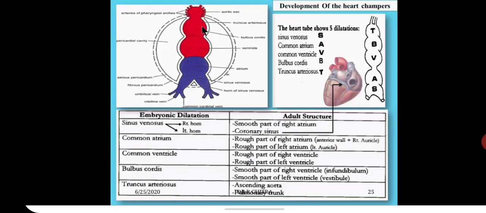So as I have told already, primitive atrium and primitive ventricles will give rise to the rough parts of the atria and rough parts of the ventricles. Truncus arteriosus will give rise to the ascending aorta and pulmonary trunk. So in this one table, if you know it thoroughly, you can understand the changes in the interior of the heart which take place from the 5th to the 8th weeks.